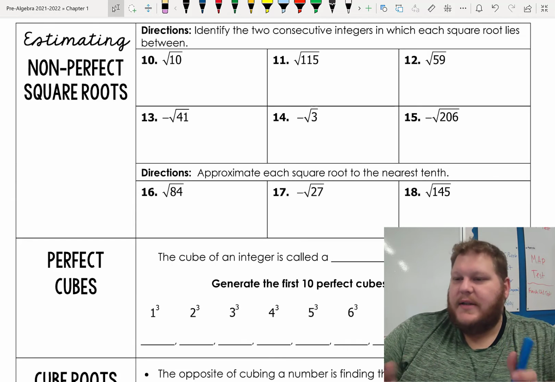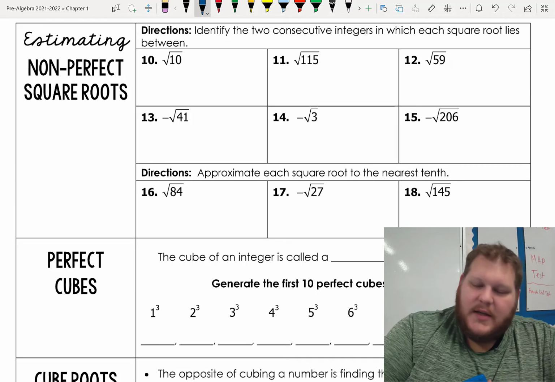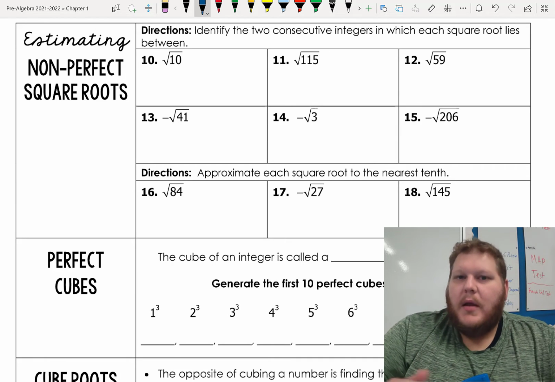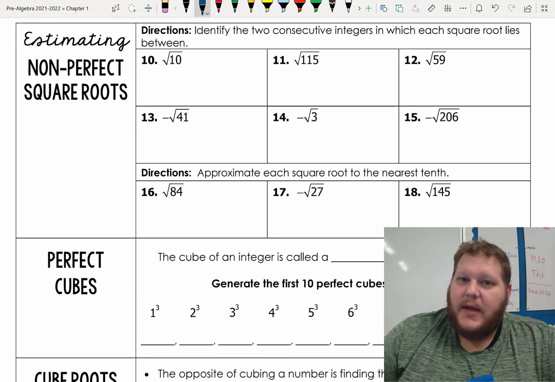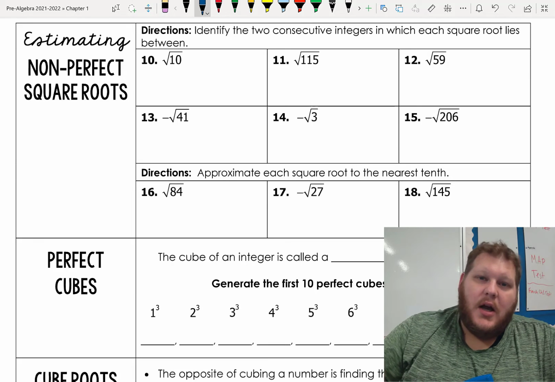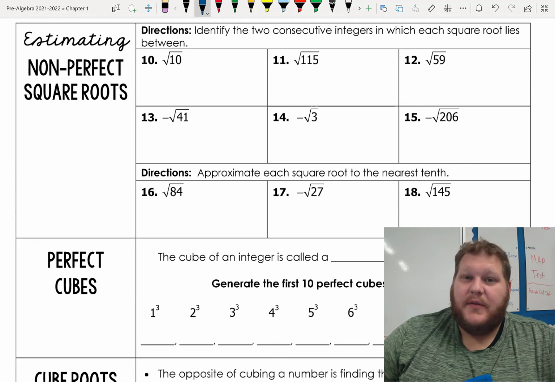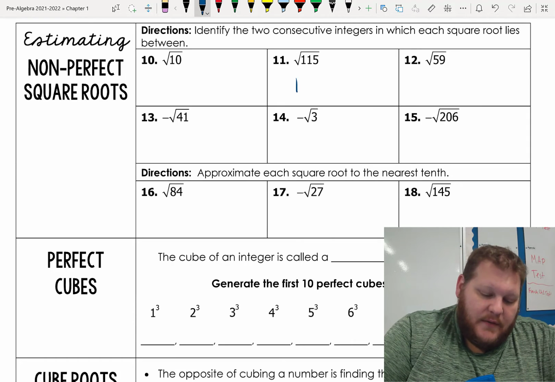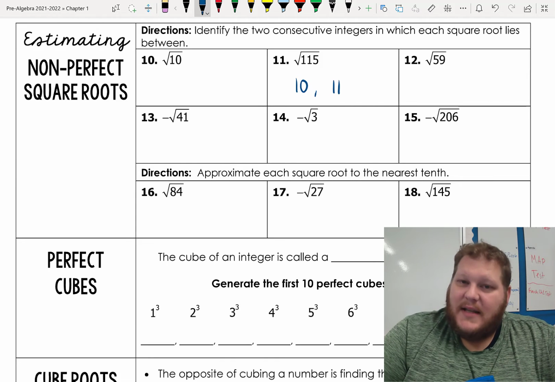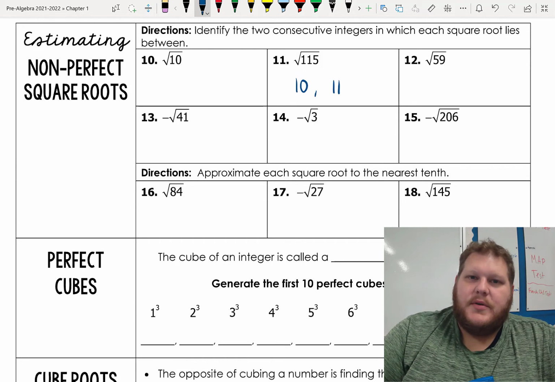So just real quick, if we continue with the odds, number 11, the square root of 115, on our list or through our multiplication table, we should see that 100 is a perfect square, 121 is another perfect square, and since 115 is between those 2 numbers, the value of this square root is going to be somewhere between 10 and 11, because 10 squared is 100, 11 squared is 121, so the square root of 115 has to be somewhere between those 2 values.